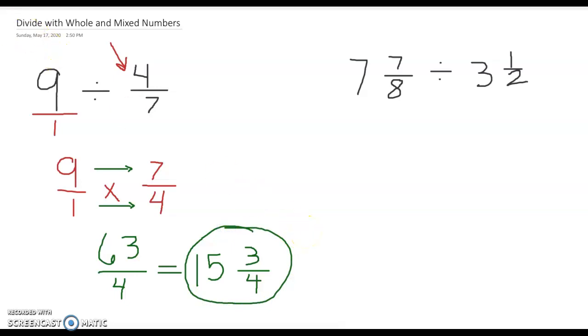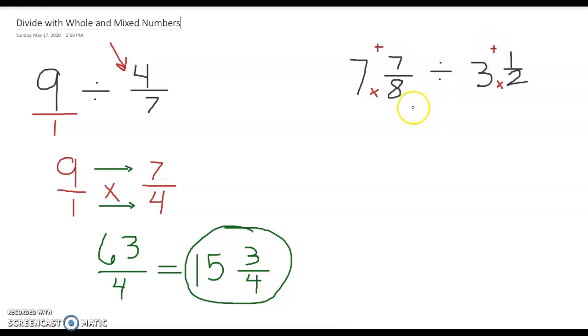Okay. Next problem. Now we have two sets of mixed numbers. What we need to do here is change these mixed numbers into improper fractions. Okay. So how do we do that? We multiply the denominator by the whole number, and then we're going to get whatever that answer is and add it to the numerator. Okay. Same thing on this side.